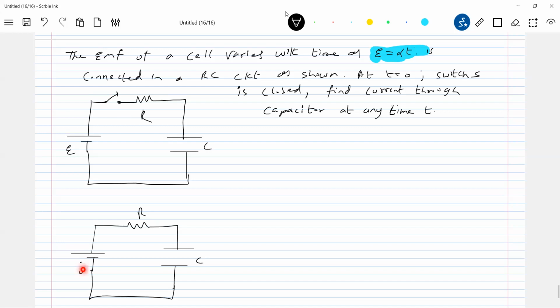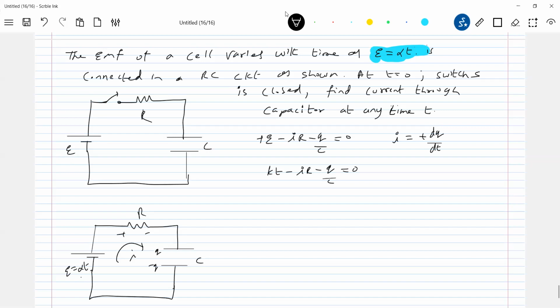So strictly this EMF is alpha t. Let the current be I, with charges plus Q and minus Q. Writing the loop equation: alpha t minus IR minus Q by C equals 0. This current is responsible for growth of charge across the capacitor, therefore I equals plus dq by dt. E is Kt. The question asked is to calculate the current through the circuit at any time.